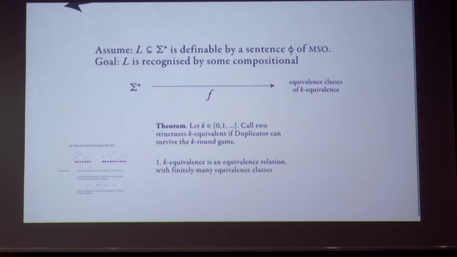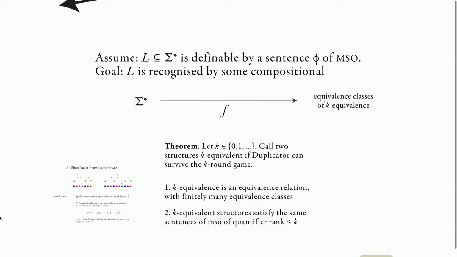This is the second property that I already mentioned several times. So k-equivalent words satisfy the same MSO sentences of a given quantifier rank. In particular, this function recognizes this formula if k was chosen to be the quantifier rank of the formula. And number three, the most important thing, it's a compositional function.